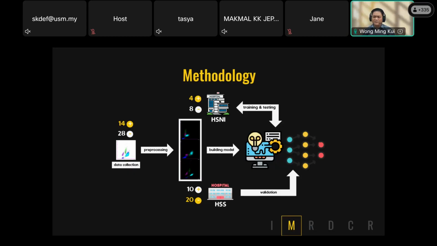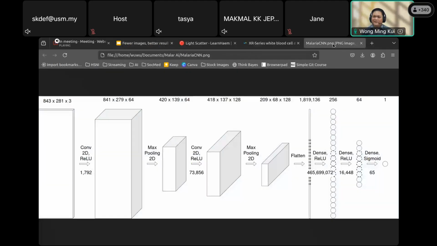Here we only use data from HSA9, Hospital Batu Pahat. Then after the model has been built, we use the data from Hospital Sungai Siput for the validation. So again, I want to elaborate a little bit more on the model that we use. Okay, this is a diagrammatic presentation of how my model looks like.